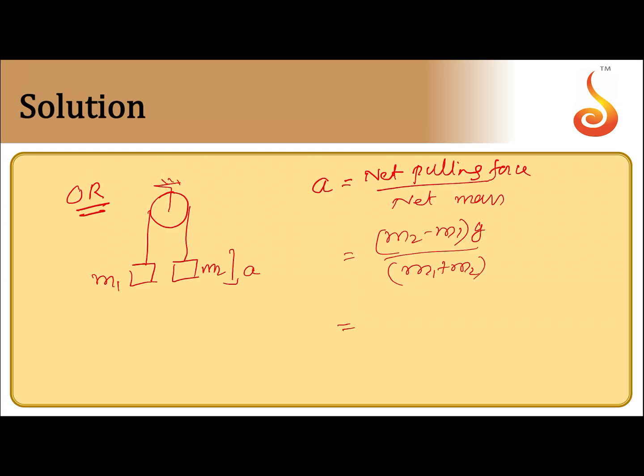And again, because the masses are not directly given, rather their ratios are given, I am going to write it as 1 minus m1 by m2 divided by 1 plus m1 divided by m2 into g, and upon substitution we get g divided by 5. Is that correct? Yes.